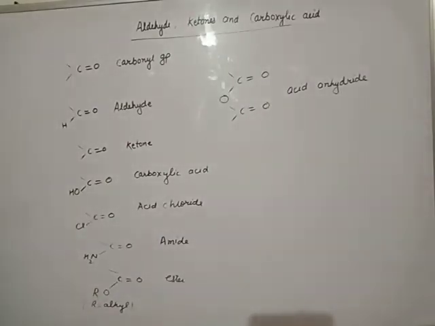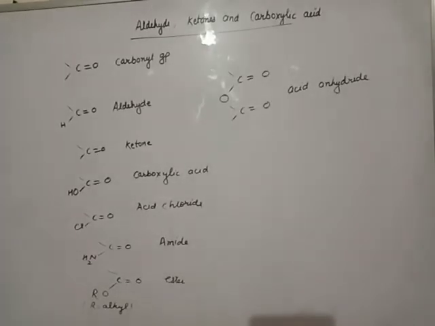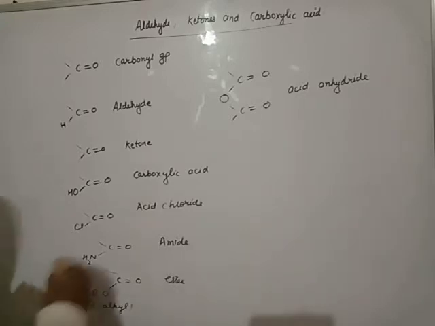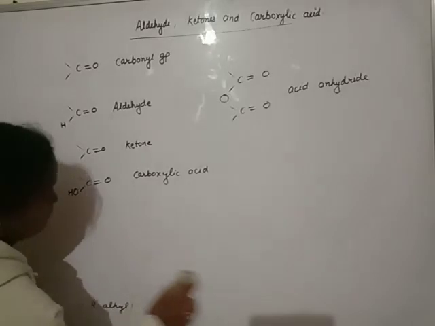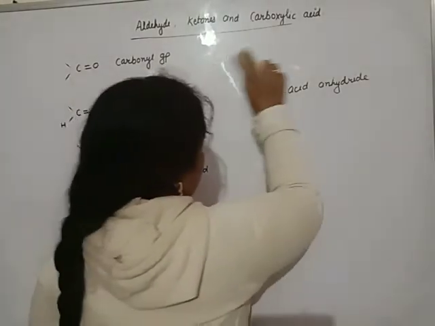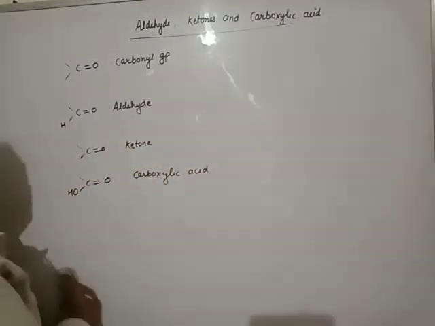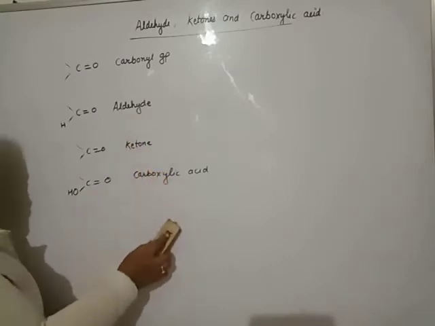Clear? These all are the classes that have a common functional group. That common functional group is known as carbonyl group. Beta, out of all these, we have only 3 in our syllabus, but we learn properties of all the groups: aldehyde, ketone and carboxylic acid.